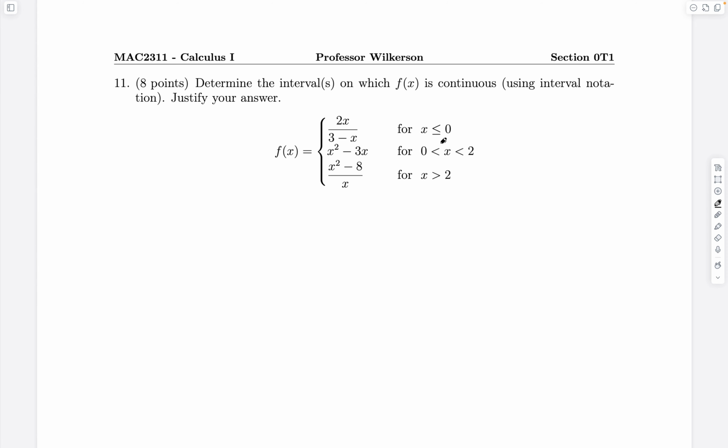Okay, we're coming towards the end of the exam here. We're on question 11. There's one more till the end. Question 11 is asking us to determine the intervals on which my function f of x is continuous.